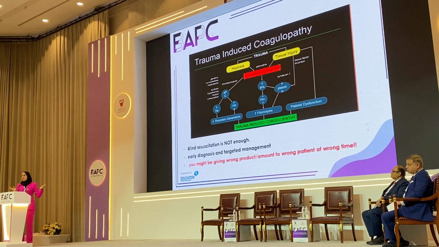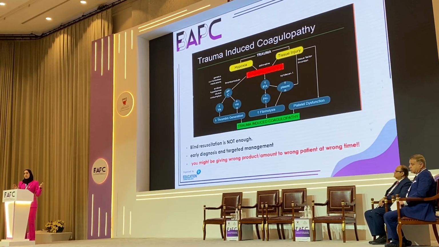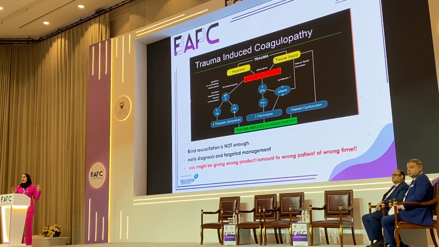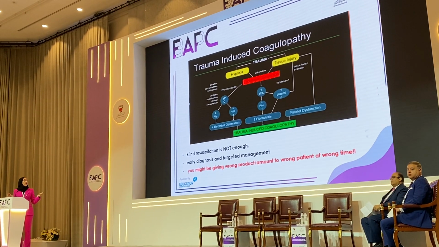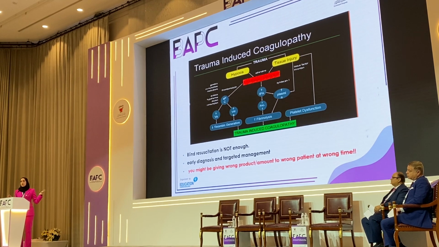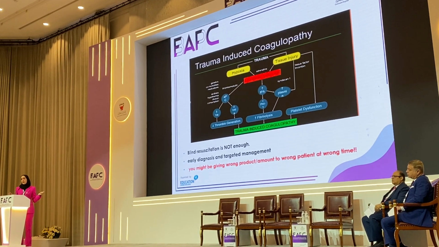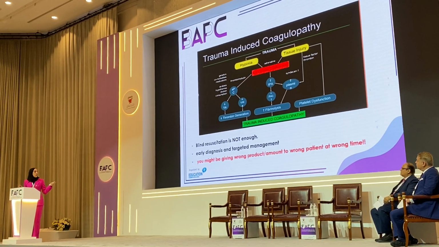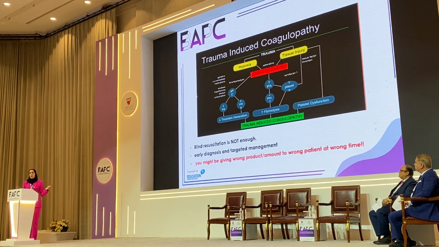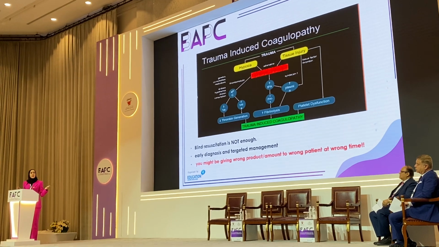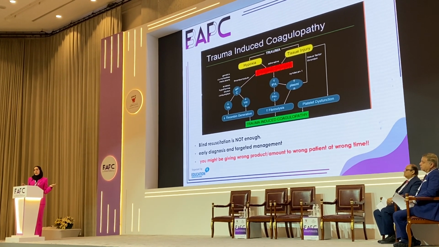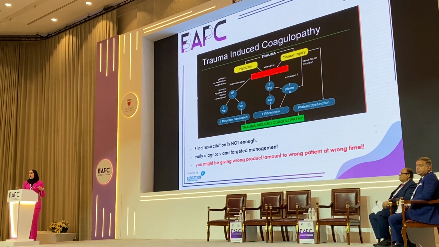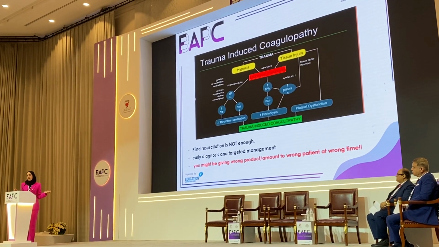And how much? Okay? So usually we start with blood resuscitation. We don't have time. We need to give blood immediately and activate the massive transfusion protocol. But then you have to switch to targeted management and early diagnosis, because you don't want to end up giving the wrong product or the wrong amount to the wrong patient at the wrong time. So for example, if this patient needs 6 units of platelets, you might be giving FFP, or you might be giving only 2 units of platelets, okay?